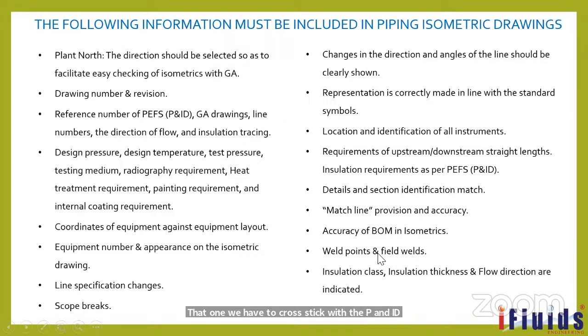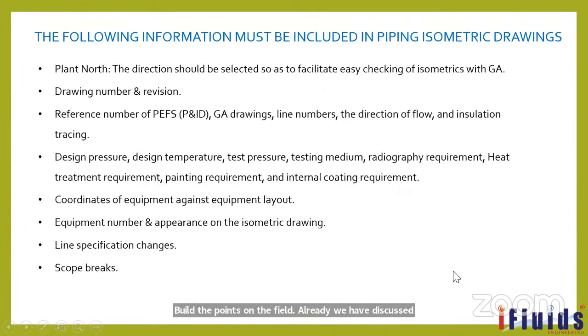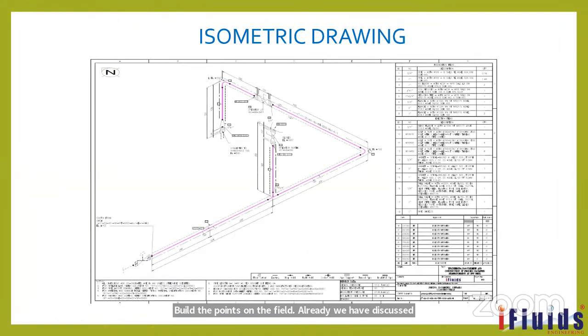Weld points and field welds we have already discussed. Insulation class and insulation thickness: yes, in the line number it is there. Here it is the line number. If you see here, 1 inch, after that the process, and some project code will be given by the client. It is according to the client, they have their own pattern sometimes, so we have to mention that one. And then we have to mention the process. If it is cooling water supply, we mention CWS, cooling water return, CWR. And finally we will mention the insulation thickness, how much it will be.